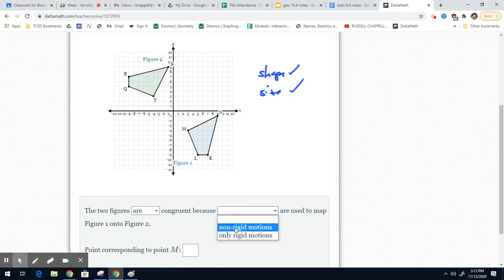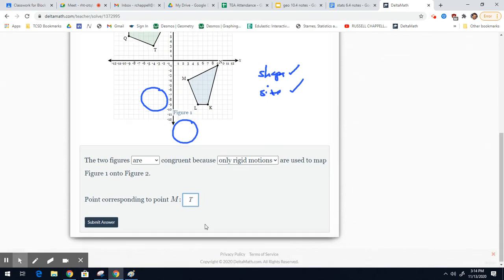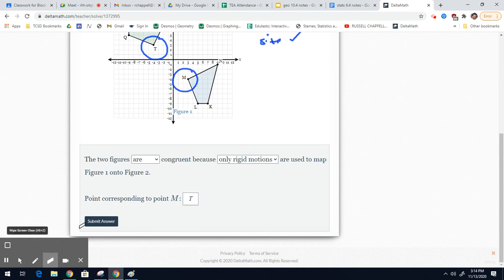And again, it's because then you would use only rigid motions. So now which point corresponds to M? Well, M is here. It looks like T is that same point that M is on figure 2. So I will put in T.